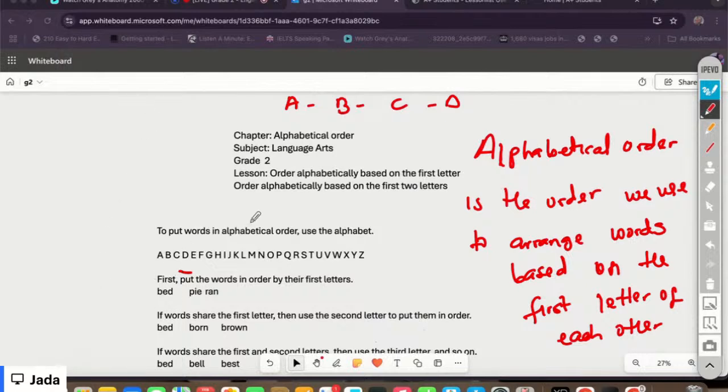And then we also have first: put the words in order by their first letters. So you have to make sure that you look at the first letters. It is very important. Just like this particular one, we have bed, we have pie, and we have ran. So now, once we have this, it's in the right order. We know that B comes before what? B comes before P and then P before R. So this is the right order.